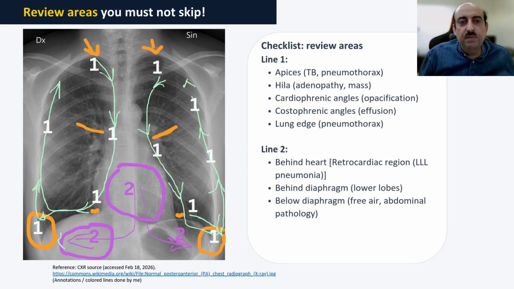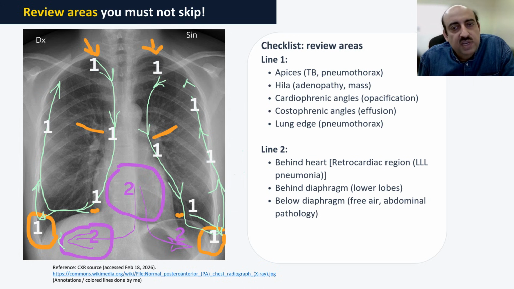Line 2, the purple one, corresponds to the heart and diaphragm. So look behind the heart. There could be retrocardiac shadowing in the left lower lobe, pneumonia, or any mass might be there. So look through the heart shadow. Then look behind the diaphragm. It could be a lower lobe pathology, a subtle pathology which is hiding behind the diaphragmatic shadow.